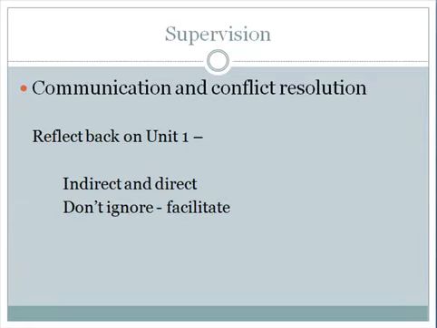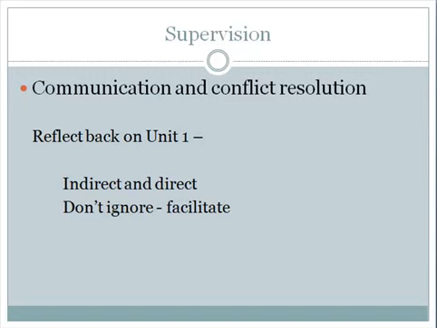Now, communication is huge, huge, huge in working with a paraprofessional staff. Reflecting back on Unit 1, your communication skills, just in the positive day-to-day communication, being direct and using the right body language and eye contact, being a good listener, an active listener, all of those things are vital in working with a staff to support you, and more so to support the students that are there.